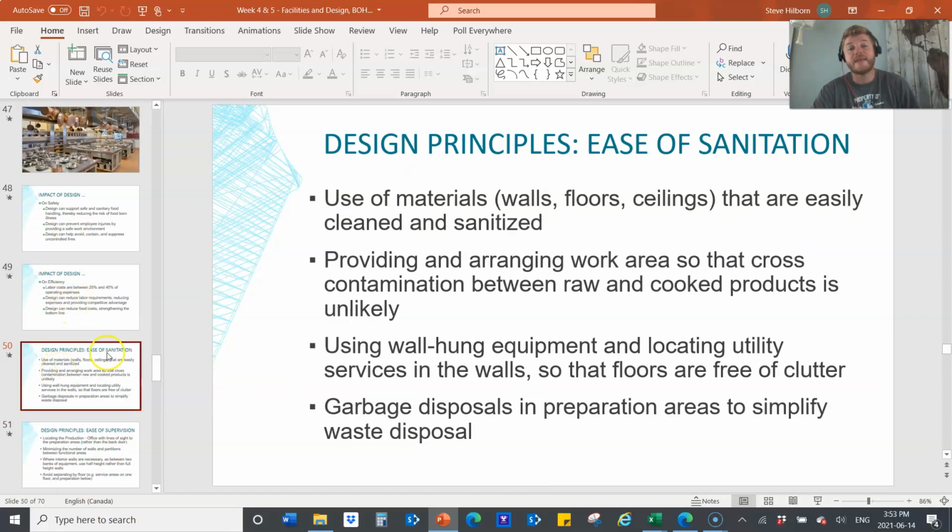Okay, next one is ease of sanitation. If it's not easy to clean, and I've said this before, if it's not easy to clean, they're not going to clean it.